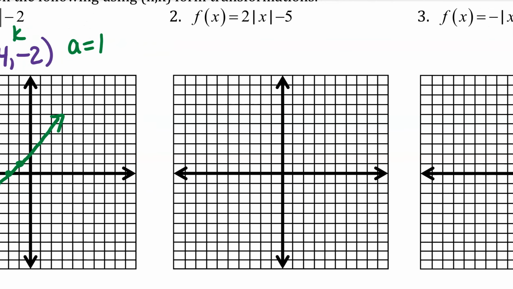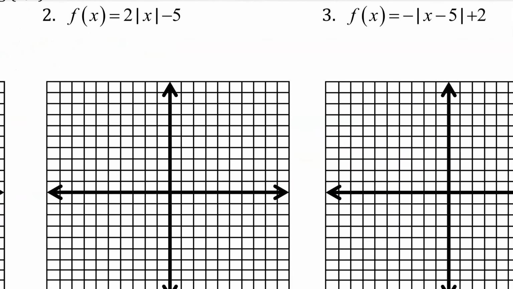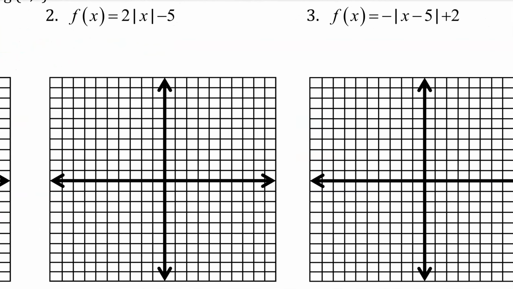Same thing on number 2. On number 2, my vertex, usually the x part or the h part is in here with the x, but there's nothing in there with x. So when there's nothing in there with x, you would start with a 0 for your x part or your h part. Then -5 for the y. So this is my vertex. This is my hk. So I'd start at 0, go down 1, 2, 3, 4, 5.